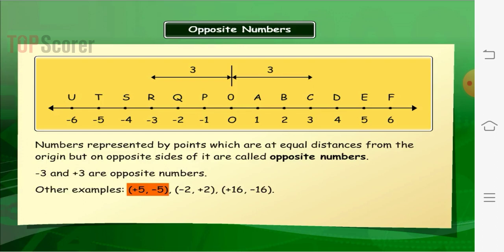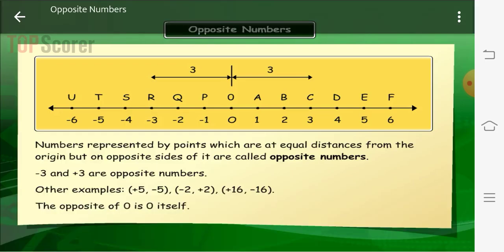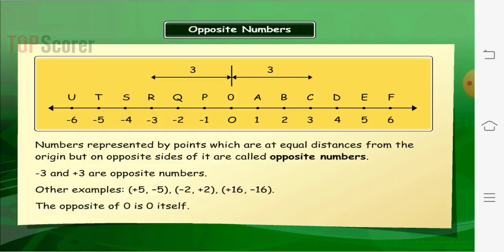Other examples also we can see, +5 and -5 are opposite to each other. +2 and -2 are also opposite. +16 and -16 are opposite numbers. Now children, remember, the opposite of 0 is 0 itself, as we have already discussed that 0 has no sign, it is neither positive nor negative. So the opposite of 0 is 0 itself.